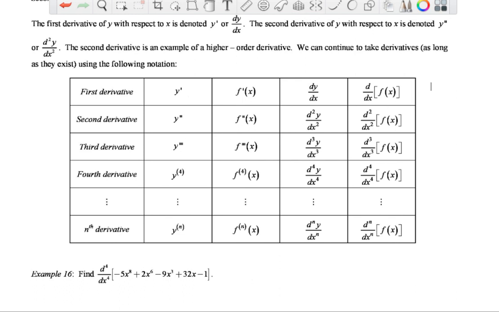There's another way to write it that you'll see, and it'll be d sub x of x. Now I don't tend to use that notation, but it is valid and it's perfectly fine. After you start getting past the third derivative, you typically just write it in parentheses, so whatever number. The nth derivative would be in parentheses n there.